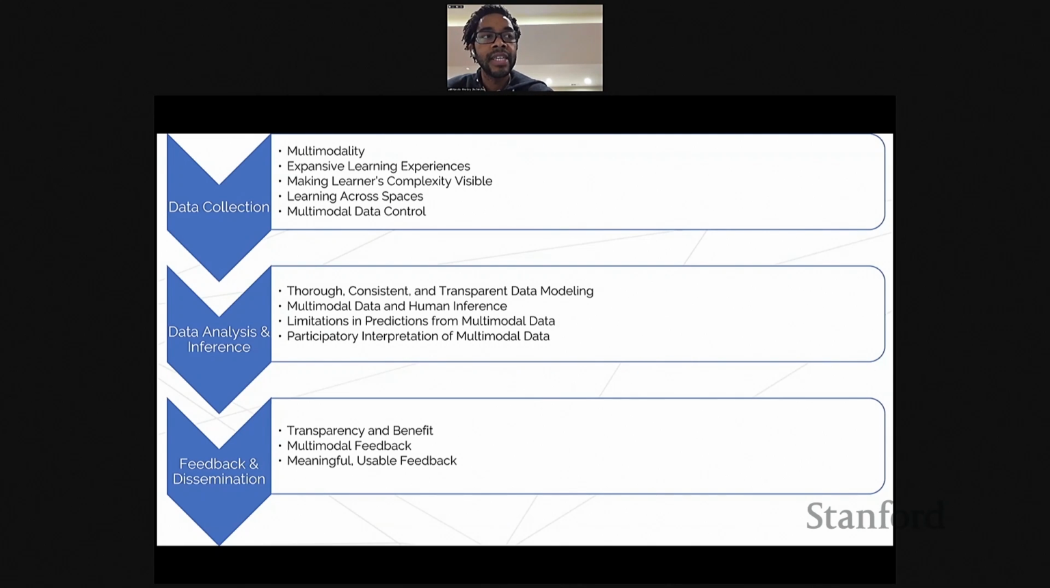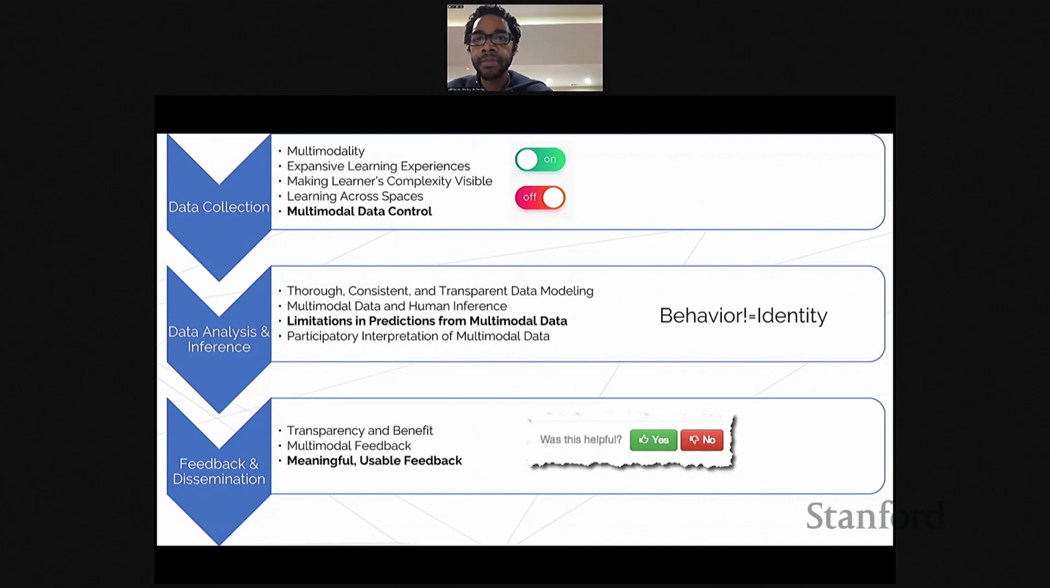And what I suggest is that within each one of these phases, data collection, analysis, and dissemination, there are some important things that we have to think about that have important implications for equity, inclusion, as well as ethics. And again, I'm going to touch on one of them from each one of these buckets, and encourage you, if you want to look more at those, to check out the paper, or you can ask me about them later on. So the three that I'm going to touch on are multimodal data control, limitations and predictions for multimodal data, and lastly, meaningful usable feedback.